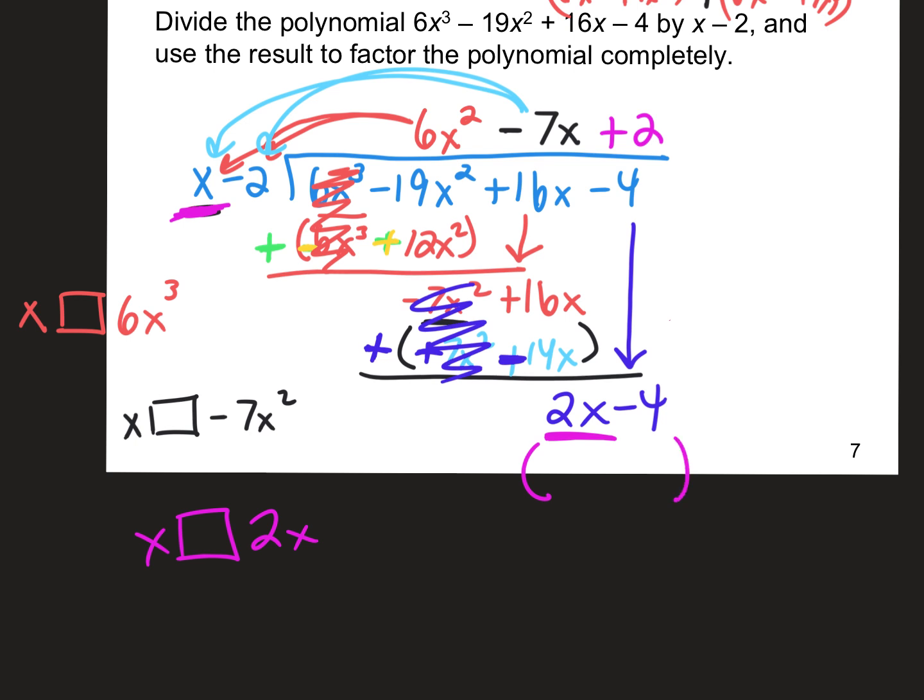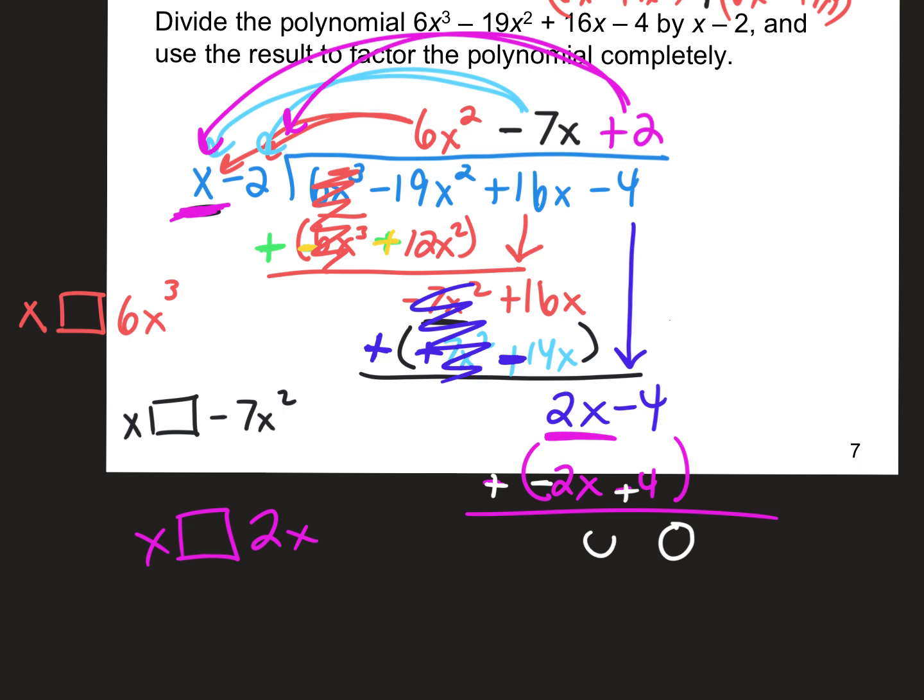Get your subtraction set up before you multiply. So we multiply. What's 2 times x? 2x, good. What's 2 times negative 2? Minus 4. Before I subtract, what do I do with that minus sign? So I change, change, change. What's negative 4 plus 4? 0. What's 2x minus 2x? 0. And there we're done. Do I have anything left over? Do I have any remainder?